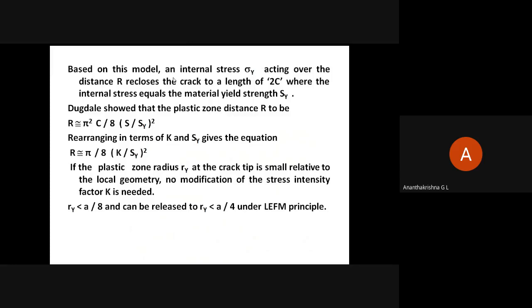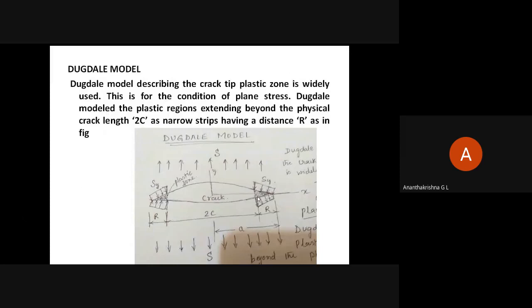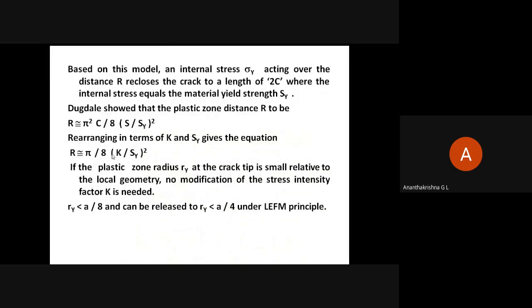What is the distance R over here? This is the distance R, which he considers as extending beyond the physical crack length. The physical crack length is 2C. He extends it beyond the physical crack length by a narrow strip having a distance R. So this distance R is equal to pi by 8 into (K by SY) whole square. So the plastic zone distance R is pi by 8 into (K by SY) whole square. Please note down this equation.